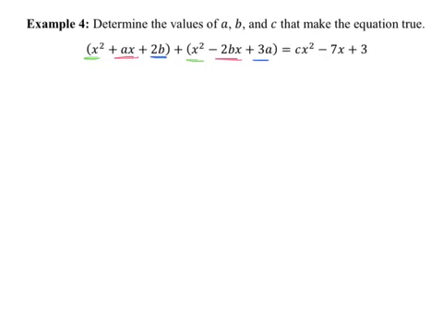Okay, so the green terms, x squared plus x squared is just 2x squared. Then the red terms, though, ax minus 2bx, is going to be this. Now, this is where it gets tricky. This is what we have right here in the red. If you factor out an x out of here, you'll notice that you end up with x, parentheses, a minus 2b. But I'm going to write that the other way around. I'm going to write it as a minus 2b times x.